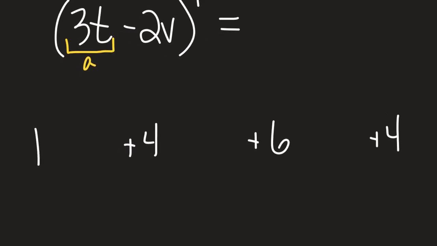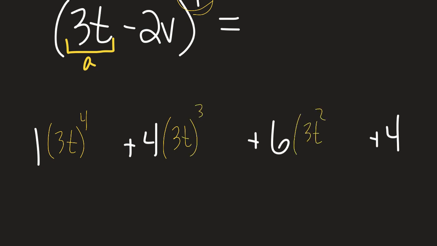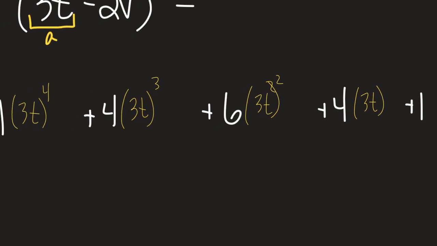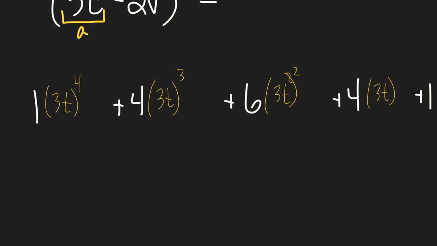So we're going to start with the fourth power, and we're going to go to the third, the second, and the first, and then to the 0. So we have 3t to the fourth. And remember, this is always multiplication. So times 3t to the third times 3t squared. There, the square goes on the outside. And then times 3t. And then we don't have to multiply our 1 by anything because 3t to the 0 is just 1. So we leave that one blank.